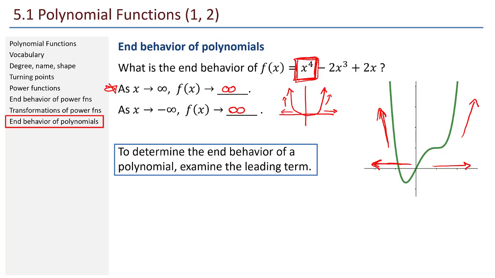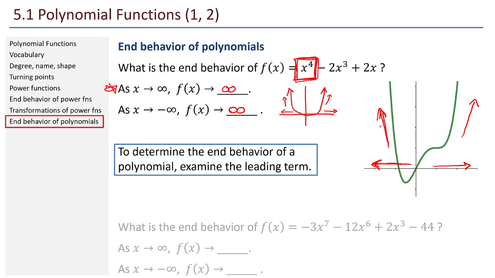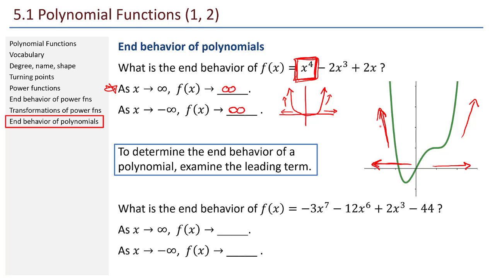Let's do an example where we don't graph the polynomial. Here we go. What is the end behavior of this guy? F of x equals negative 3x to the 7 minus 12x to the 6 plus 2x cubed minus 44. Do you see the answer? Can you think about this? Pause the video if you'd like. All right, so here's what we do. We look at the leading term. The leading term is negative 3x to the 7.